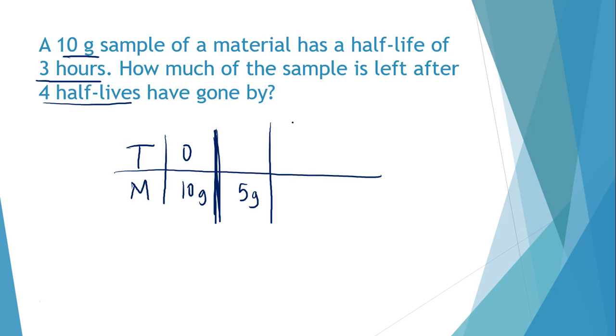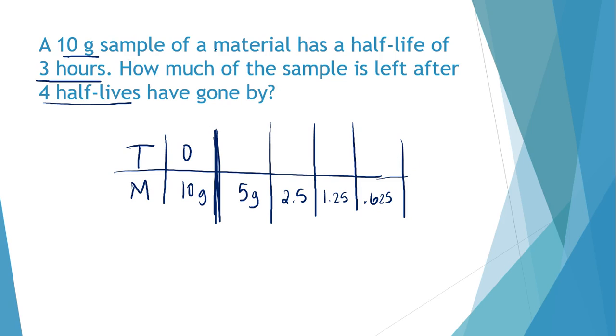And then this would be the second half-life. We would get 2.5. And then 3 half-lives, we would have 1.25, because half of 2.5 is 1.25. And then after the fourth half-life, that would be 0.625 grams. So you don't necessarily have to keep track of the time.